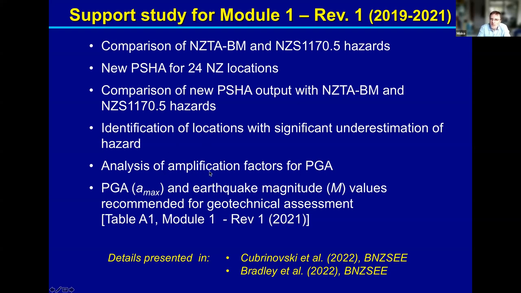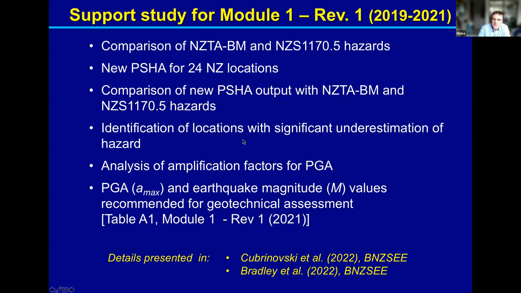We considered amplification factors, what was happening across different Vs30 values or different site classes, if you like, to understand how to better summarize the results from the probabilistic seismic analysis. And eventually, we published the recommended values, which are summarized in Table A1 of module 1. So that Table A1 really incorporates the outputs from all of these studies.